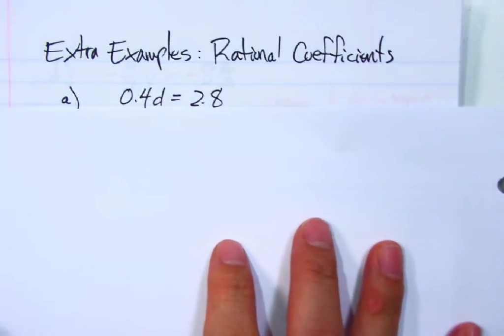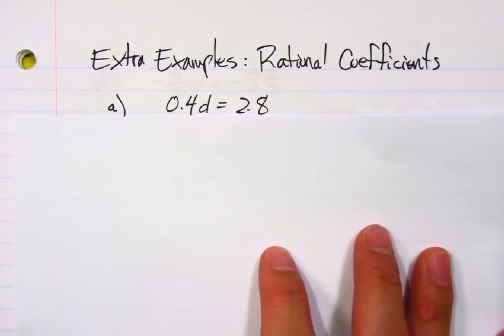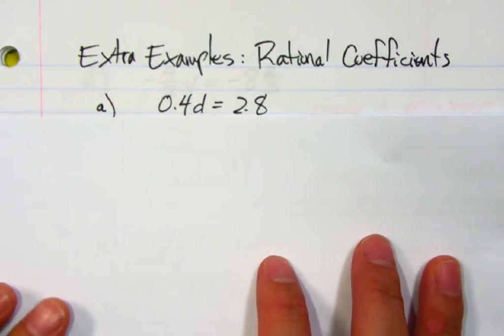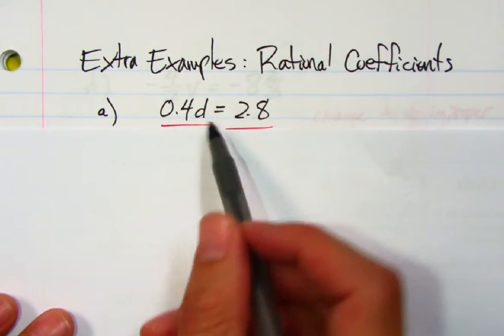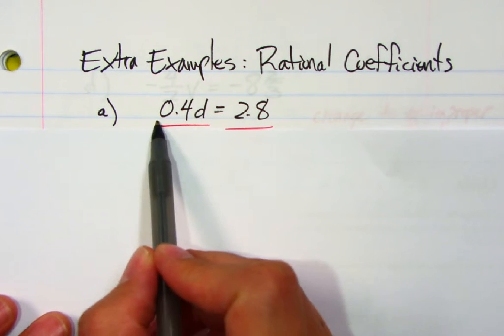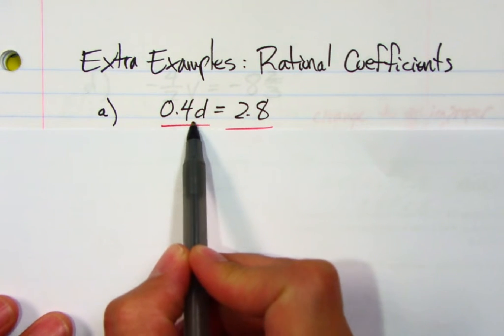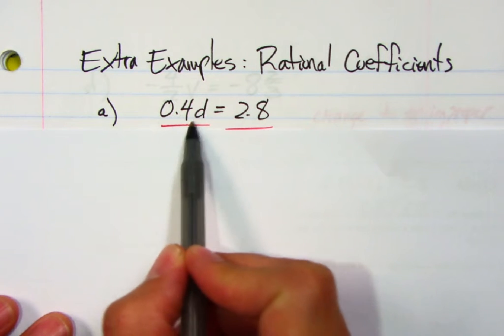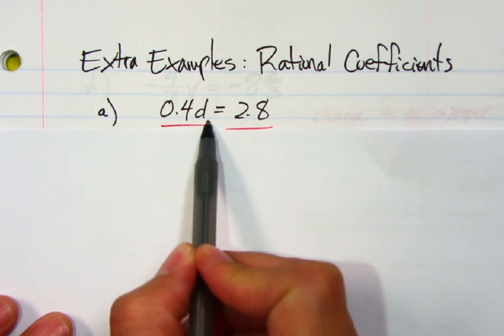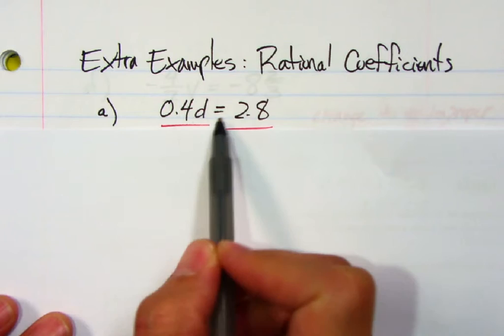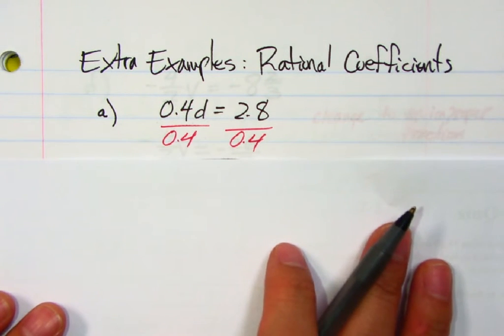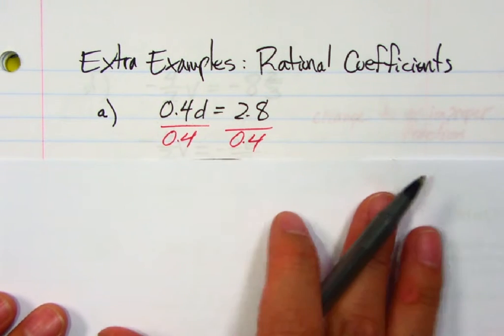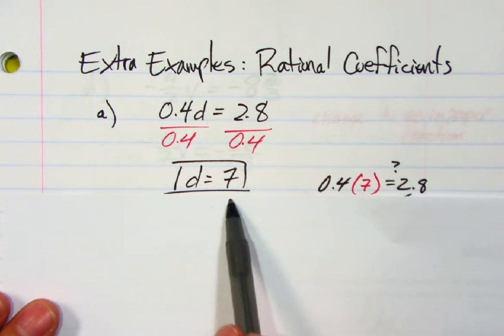Here are some more examples. Rational coefficients, which sometimes give some students issues. So the big idea here is to look for the coefficient. In this case, it is 0.4. It is a decimal. Always check to see what's happening with this. It's being multiplied with the letter D, so I want to reverse that. Instead of times, I divide by 0.4. If I divide both sides by 0.4, I get 7 as an answer.